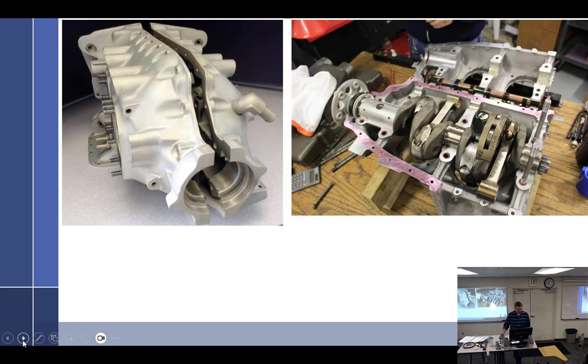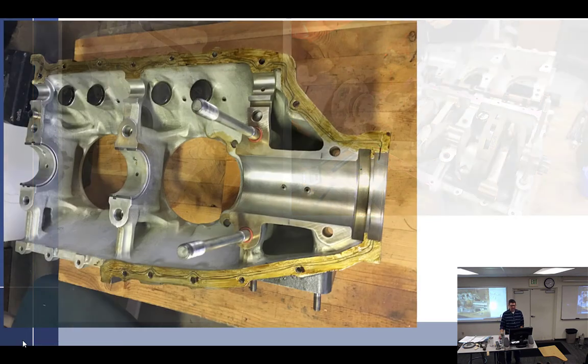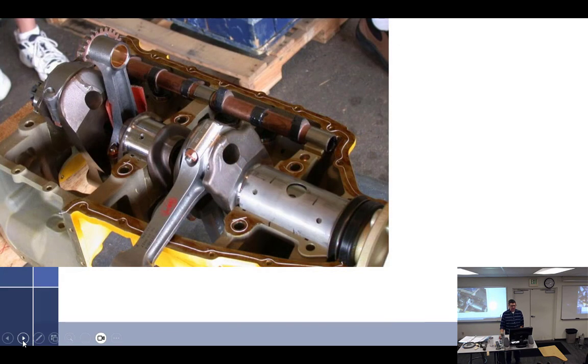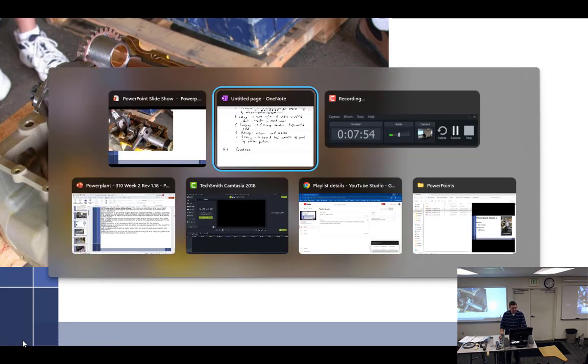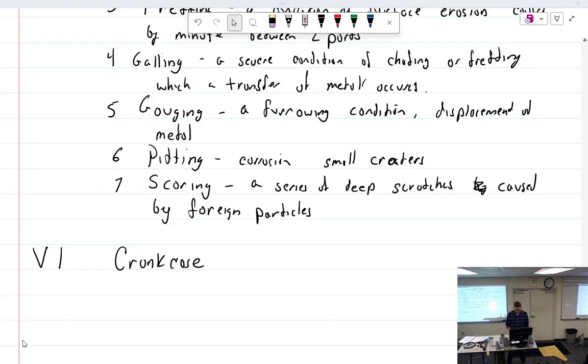All right. So crankcase. What kind of crankcase is this? This is your Lycoming. We'll talk more about that in a little bit. All right. So crankcase. What is a crankcase? It is the, and I refuse to write "the backbone," so I just wrote, it's the case of the engine.